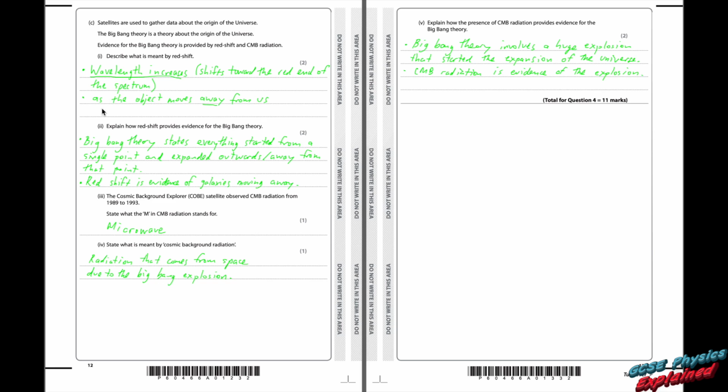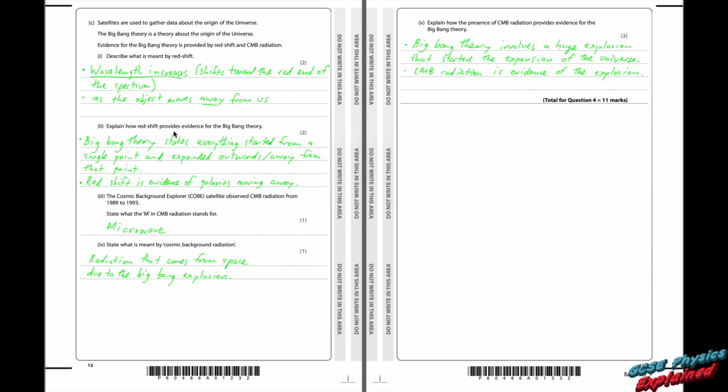And when does that happen? It happens as the object is moving away from you. If the wavelength is increasing, it's almost as if the wavelength is stretching, and that's because it's moving away from you. If the object was moving towards you, that would be a blue shift, because blue is on the opposite end of the colour spectrum, where the wavelength's getting shorter.